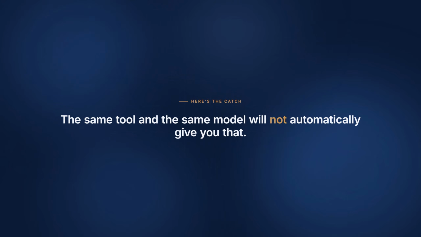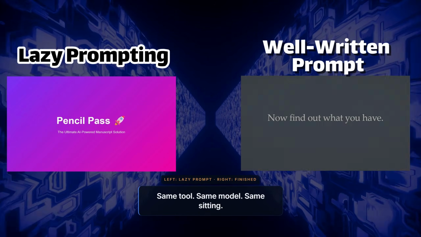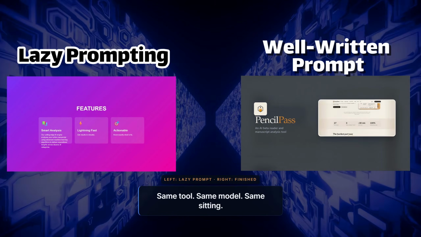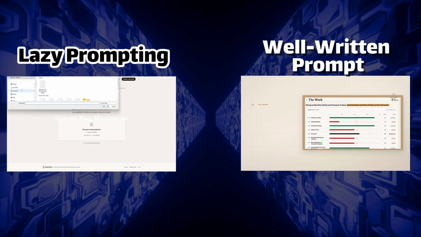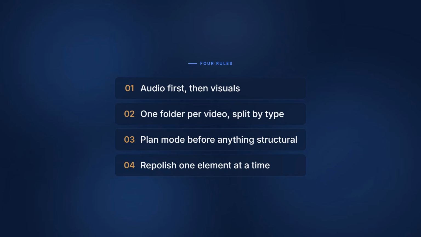Here's the catch though. The same tool and the same model won't automatically give you that result. On the left is what a lazy prompt produces. On the right is the finished promo you just saw, both made in the same sitting. The gap between them isn't the model at all. It comes down to 4 rules, and I'm going to hand you every one of them.